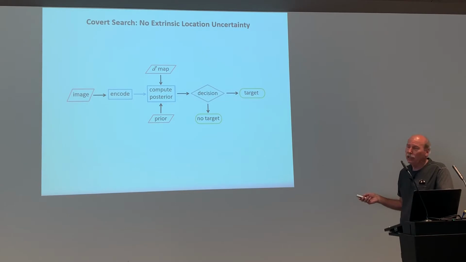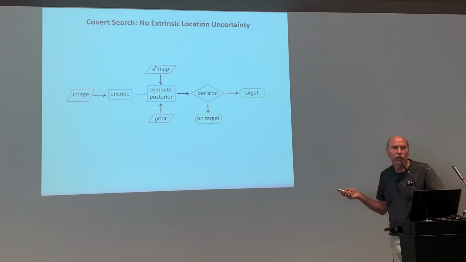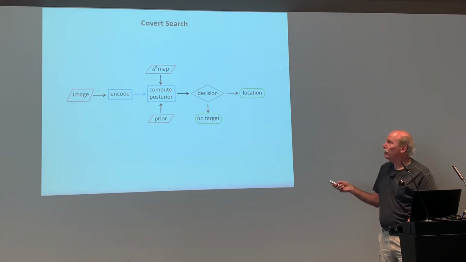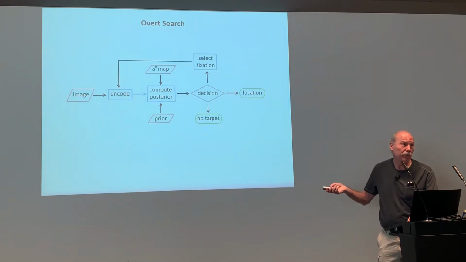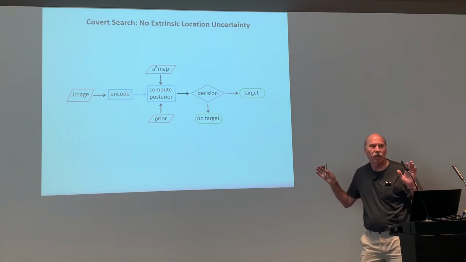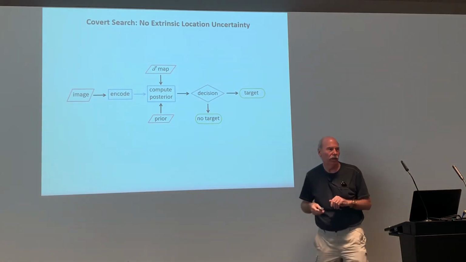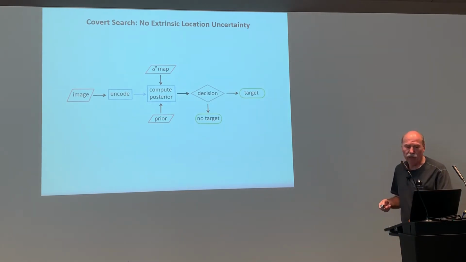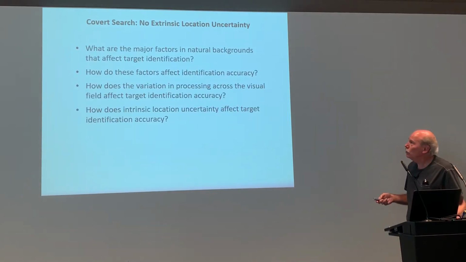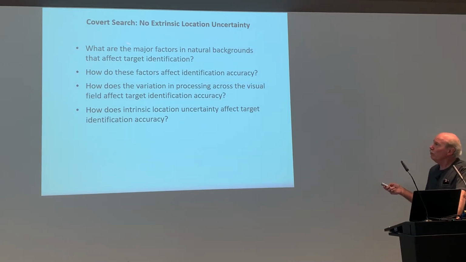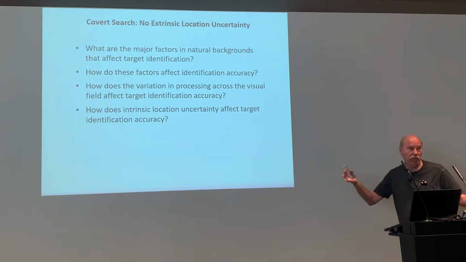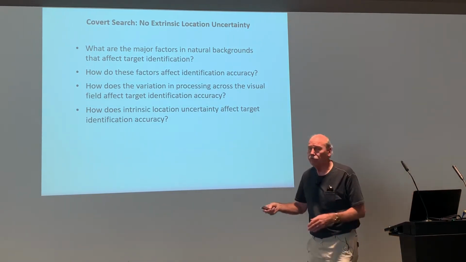So they're all search tasks, but we're going to start here, and then we're going to step back to here, and then we're going to step up to the general case. We're going to start with just an identification task where you, quote, know where the target can appear, okay? And what we're going to ask first is, what are the major factors or properties of natural backgrounds that affect our ability to identify a target? How do those factors actually affect the accuracy of detecting it?